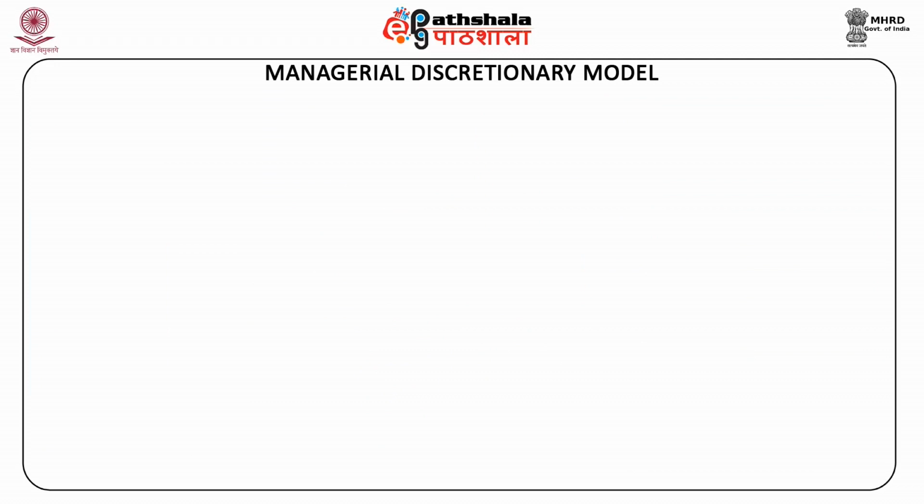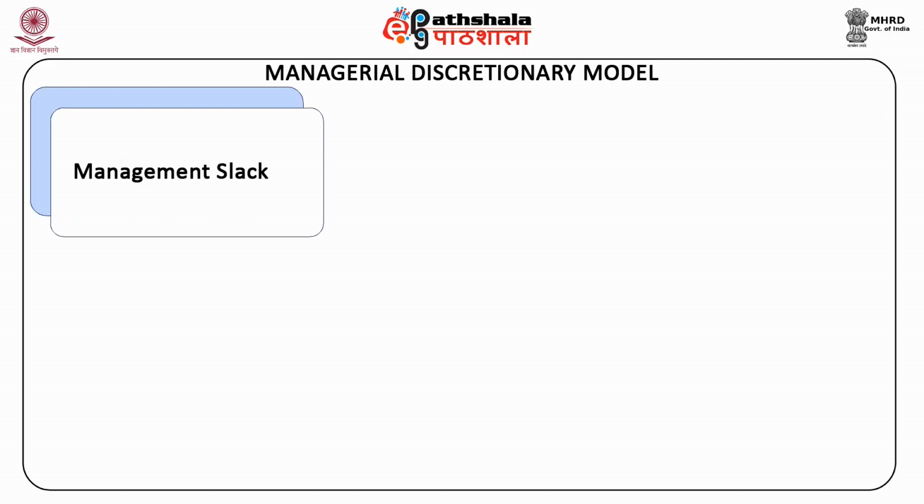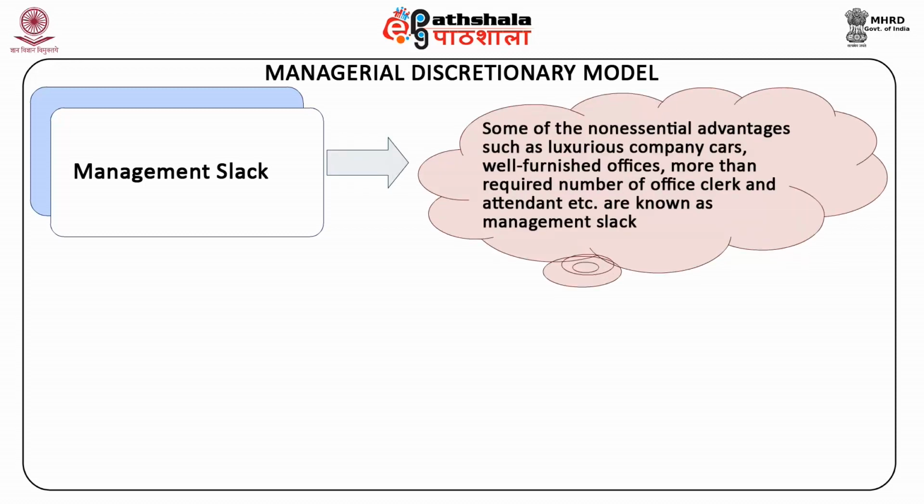The third factor on which utility depends, according to Williamson, is management slack. Management slack also affects the utility function of a manager significantly. Some of the non-essential advantages, such as luxurious company cars, well-furnished offices, more than the required number of office clerks and attendants, etc., are known as management slack. Management slacks are not necessarily essential for effective and efficient operation of the business.